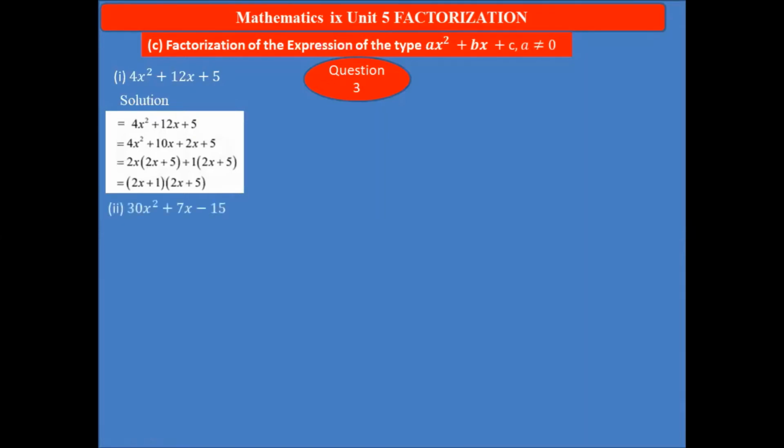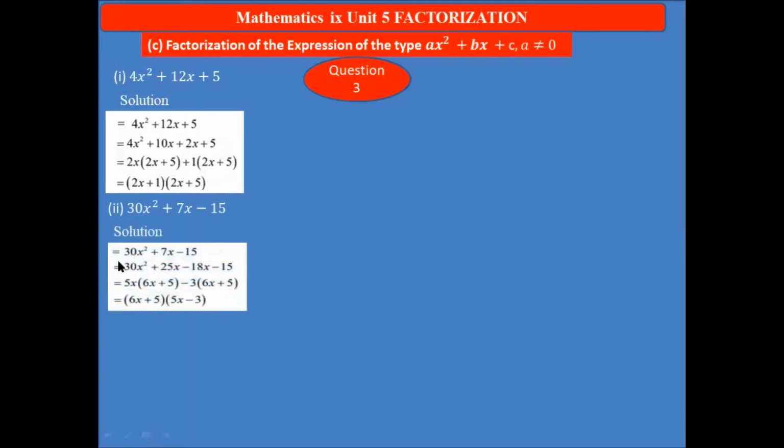Part 2, 30x square plus 7x minus 15. When we multiply these two terms, 30 with 15, we have 450, and we need two factors, 25x and 18x. When we add up these two terms, we have 7x, and when we multiply, we have 450. So from the first two terms, we can take 5x as a common factor, so we are left with 6x plus 5, and from the last two terms, we can take minus 3 as a common factor, we have 6x plus 5. So 6x plus 5 we can take as a common factor, so we are left with 5x minus 3.